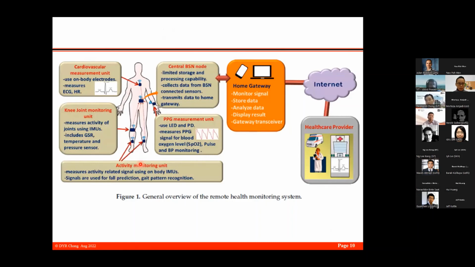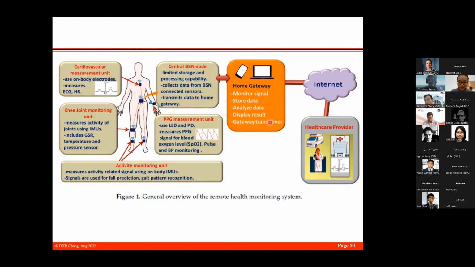But I guess if you want to make it a total health monitoring system, you can put as many sensors on the body, whether you're going to measure cardiovascular, kinematics and kinetics, right? You're going to measure the blood oxygen level, the pulse, and the blood pressure. You need all these signals to go to this body sensor network. Eventually, you might want to go to a home gateway, because sometimes the data storage is limited in this particular small network node. So you need to transfer the data to the home network.